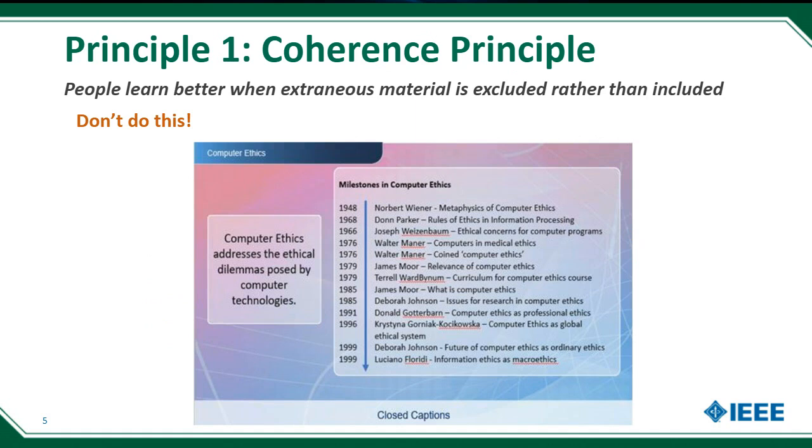Let's jump right in. Number 1, coherence principle. We know that people learn better when extraneous material is excluded rather than included. As you can see from this slide, there are a lot of information. This is a slide I typically receive from the professors I work with. When I ask them, are you going to cover everything on this slide? They will usually say, no, I just want to highlight a couple things. So let me show you how we are supposed to arrange this slide according to coherence principle.